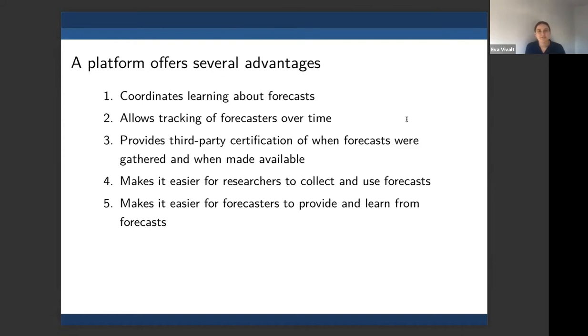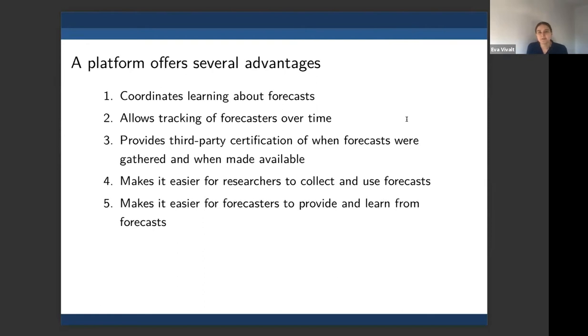Also, the platform provides third-party certification of when the forecasts were gathered and when they were made available. This can be useful if, for example, you want to very credibly say, look, I gathered the forecasts when I didn't even have data yet, when I had no way of biasing the questions that were asked there. And you can even choose when they're made available to you, because again, you can say they were made available only after I did the pre-analysis plan or something like that. So again, you're binding your hands, so you can argue that the analysis is blind to the forecasts, if you want. It's an option.